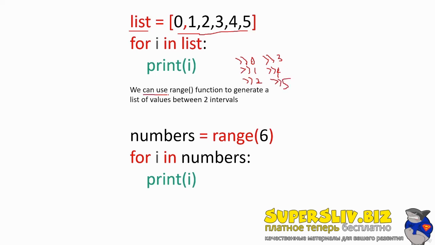Similarly, we can use the range function to generate a list of values between two intervals. In this case, it will generate a list called numbers, which contains numbers from 0 to 5. We can get the same results as the above example by running these codes. Now let us go to PyCharm.